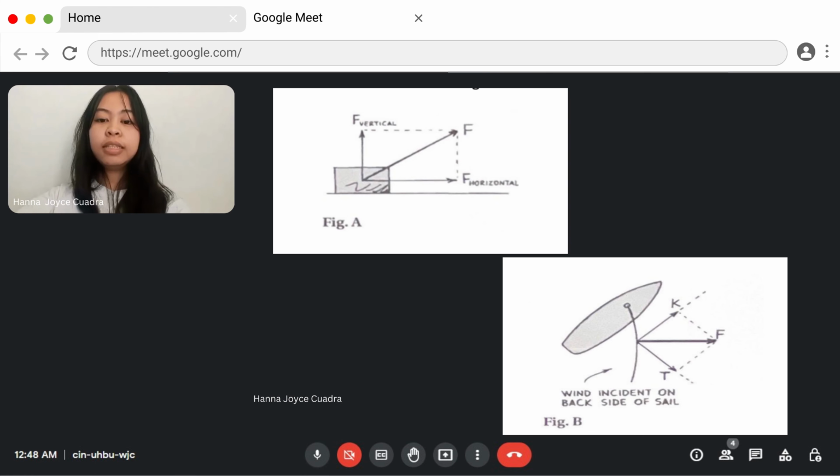Discussion. In this experiment, we will use a small model of a sailboat and an electric fan. The physics of sailing involves vectors, quantities that have both magnitude and direction. Such directed quantities include force, velocity, acceleration, and momentum. But in this experiment, we will be concerned with force vectors.